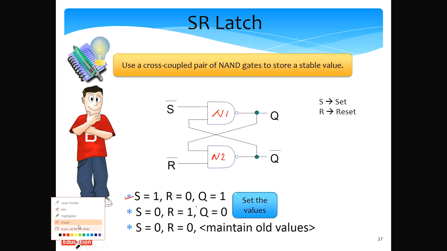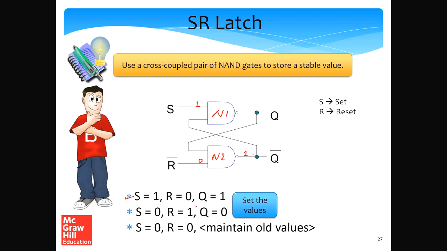So now what can be done? In this case, the value of S is 0, so S complement is 1. And the value of R, we are setting to 1, so the complement of R is 0. The same logic holds that in any NAND gate, if one of the inputs is 0, then the output gets automatically set to 1. That's the logic of an AND gate.